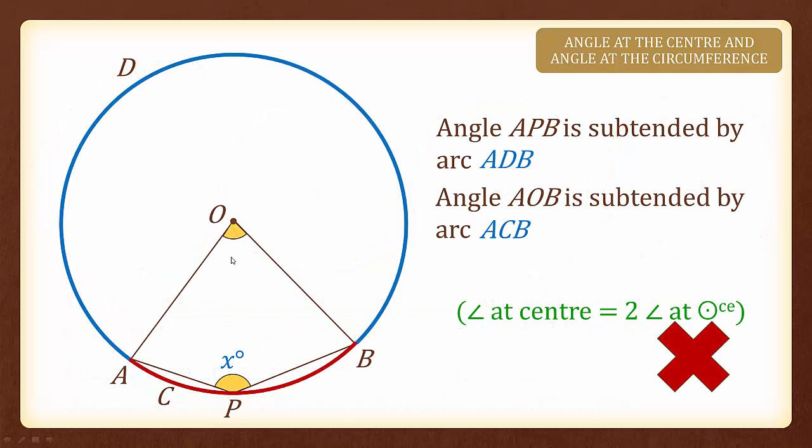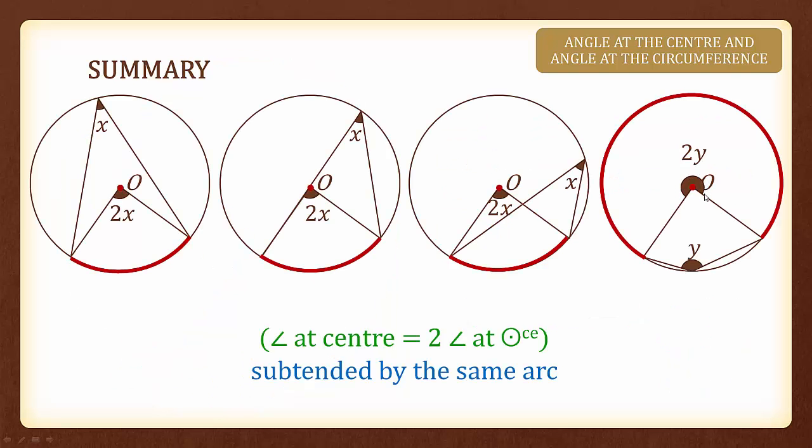In our previous example, if the angle at the circumference is here, this cannot be the angle at the center because this is curved somewhat like a U shape, whereas this is curved somewhat like an N shape. Therefore, the angle at the center is actually the reflex angle instead. That's all for this topic.